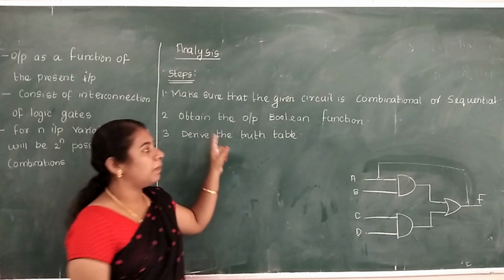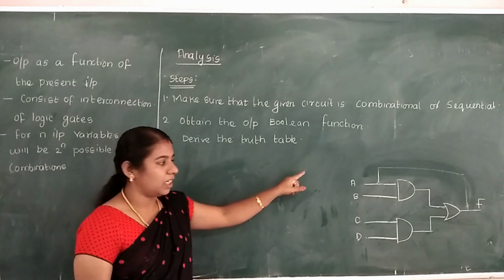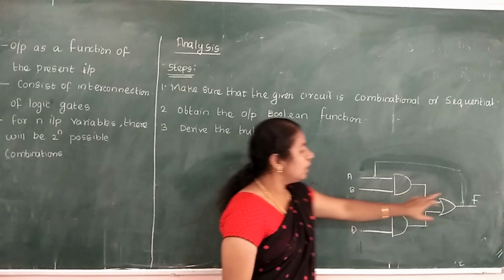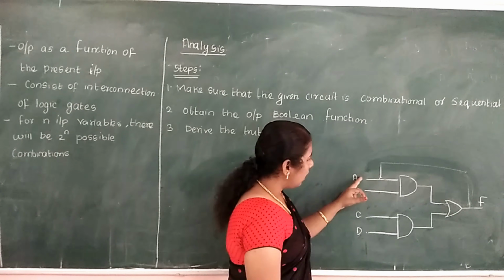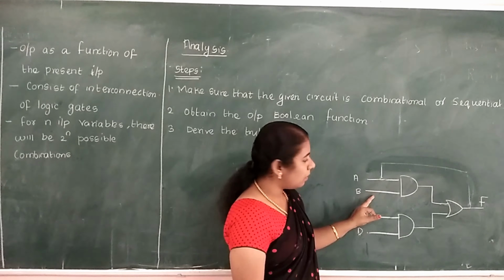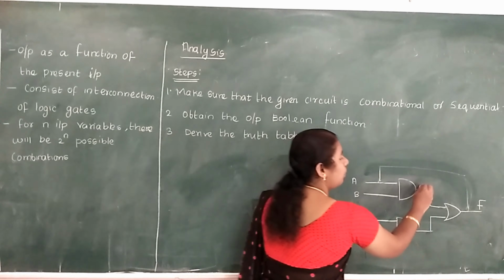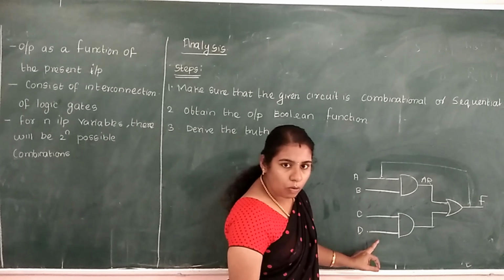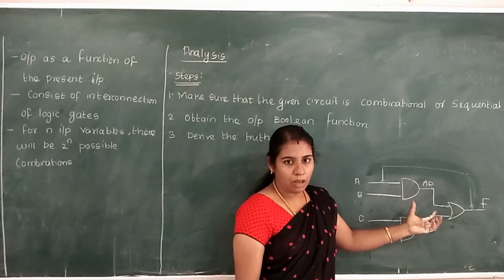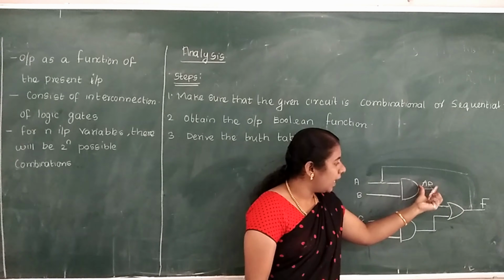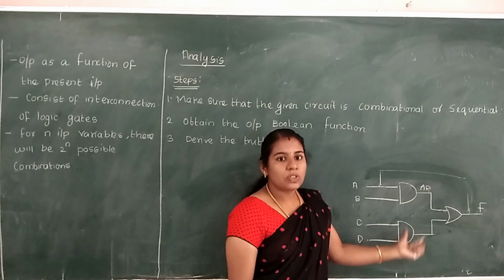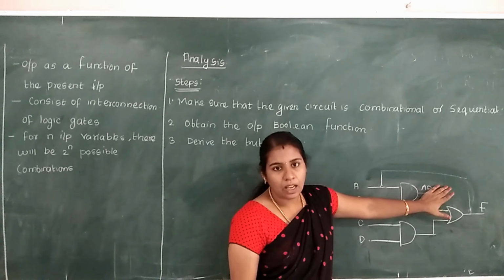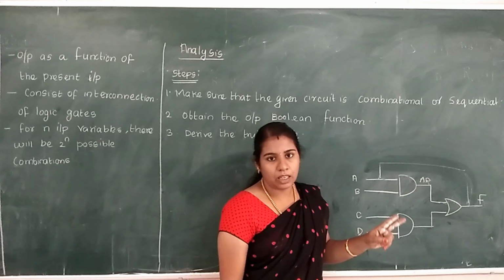Then the second step is to obtain the output function. Here for this example, the output F will come from an AND operation. The output of this AND gate will be AB. For this one, the output will be CD. Here, this is an OR gate. An OR gate performs the addition operation. So the output will be AB plus CD. Like that, it should generate the output function. That is the second step.